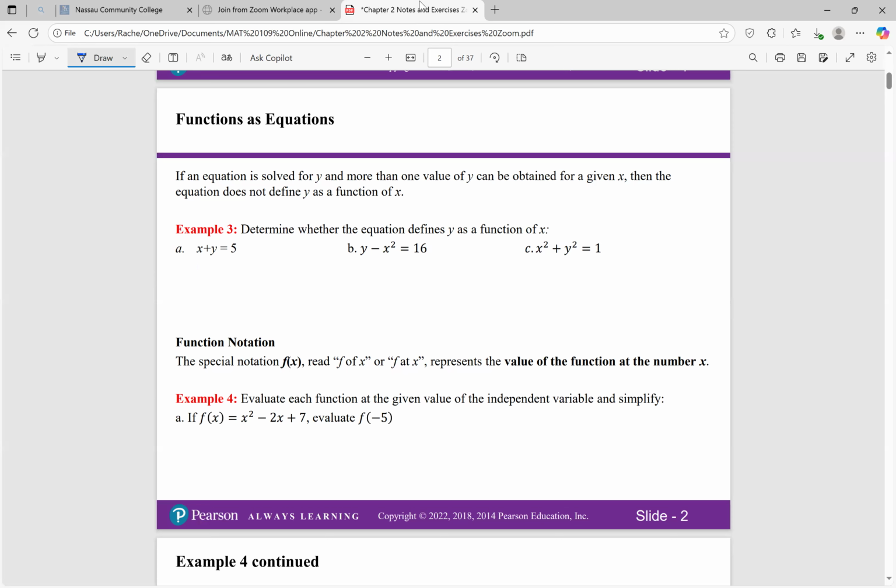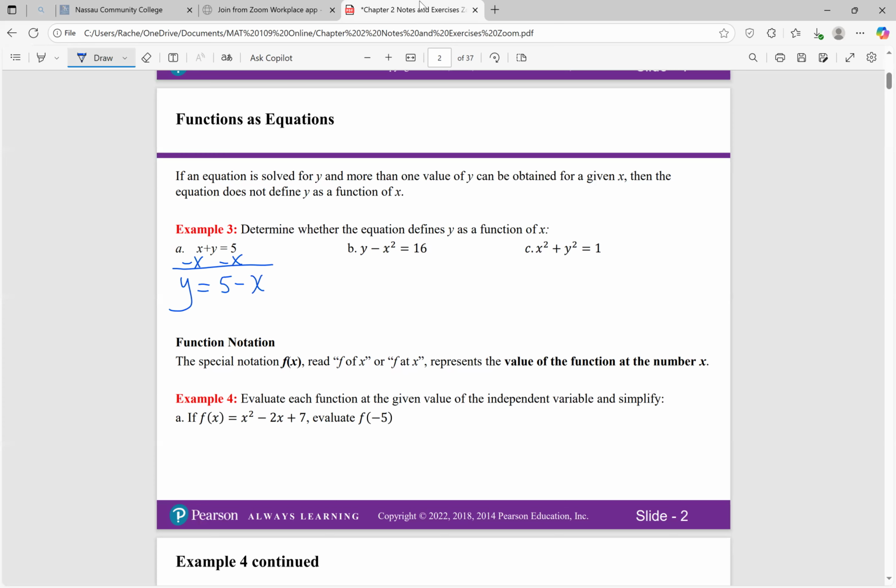So an easy way to do this is solve for y. So let's solve for y. Let's subtract x from both sides. So we're going to get y equals 5 minus x. So now imagine plugging in any value for x. Are we always going to get just one y value? If I take 5 and subtract x, I'm only going to get one answer, right? I would never get more than 2 values for y.